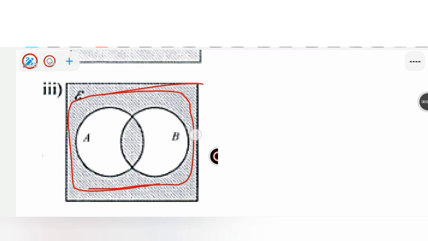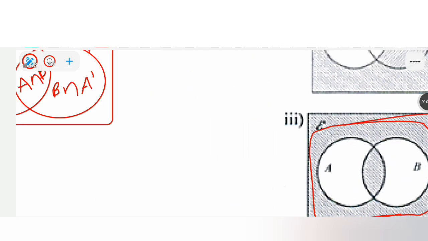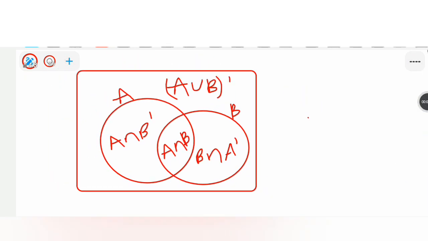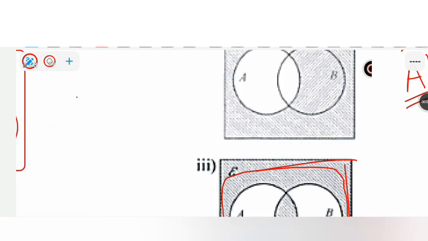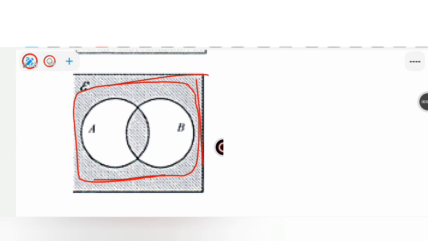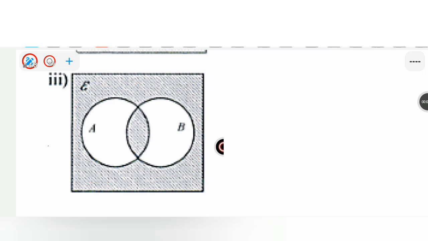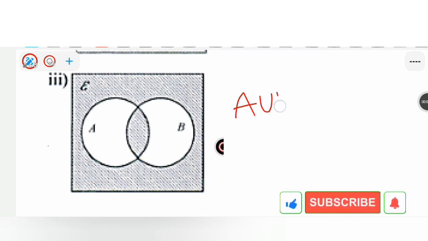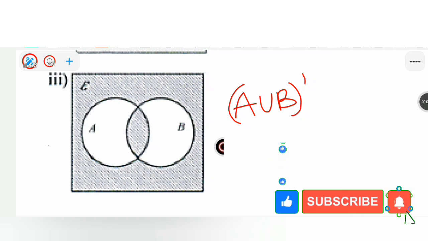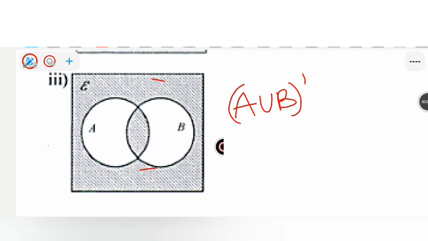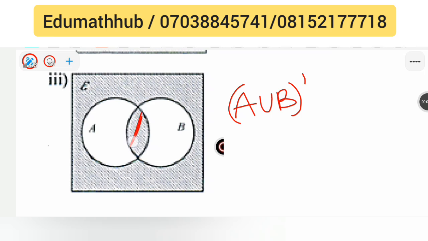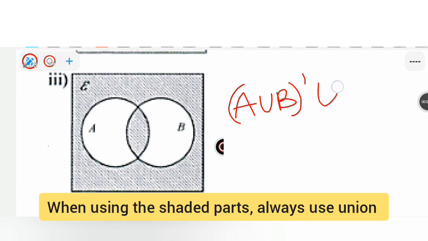Now what is this part called? Go to your diagram and check it out. You see from here, that part is outside here. That is A union B prime. Since that outside was shaded, you're going to have A union B prime. I'm using the shaded part. That's the outside part. Now this other inside part was shaded. We already know here is A intersection B. So I'm going to use union now. Union A intersection B. So that's the answer to this one.